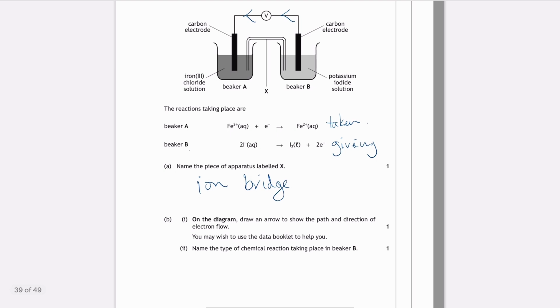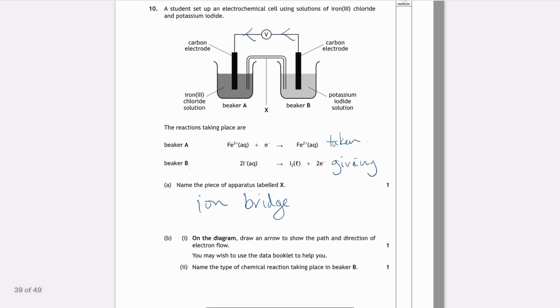So then name the type of chemical reaction taking place in beaker B. So we've kind of already half answered this because we can see that the electrons are being given away. So that means the electrons are being lost. Remember OIL RIG, oxidation is loss, reduction is gain. So because the electrons are being lost, it will be oxidation. Okay.